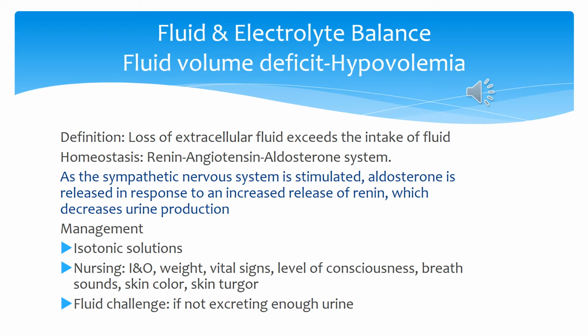Remember, orthostatic hypotension is a decrease in systolic pressure exceeding 20 millimeters of mercury when the patient moves from a lying to a sitting position. Skin and tongue turgor are monitored on a regular basis. An older person, you have to remember their skin is very frail.